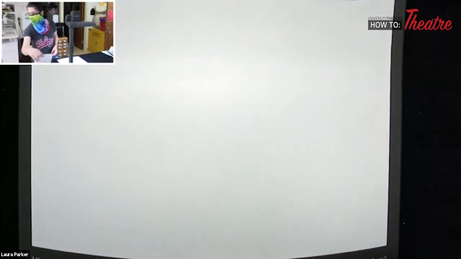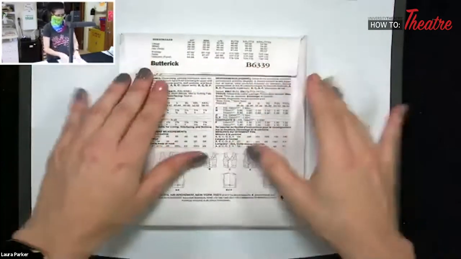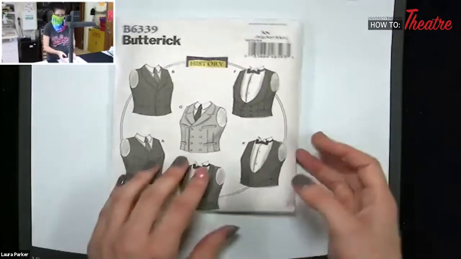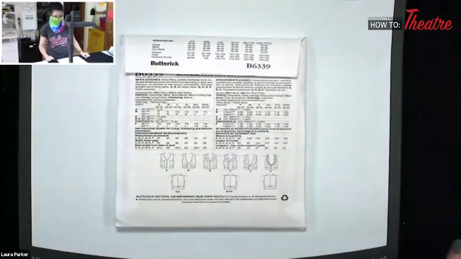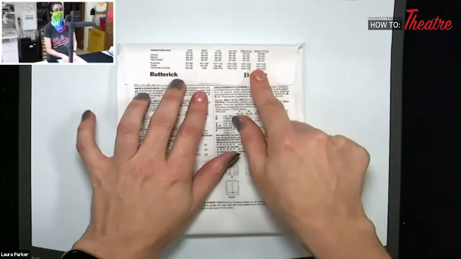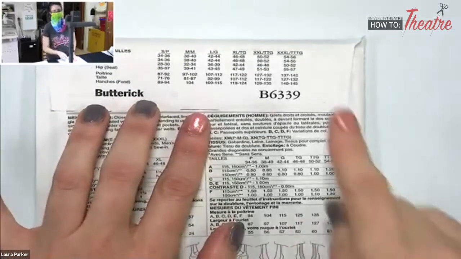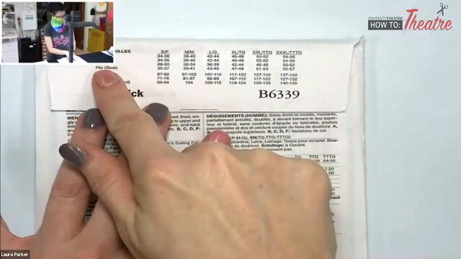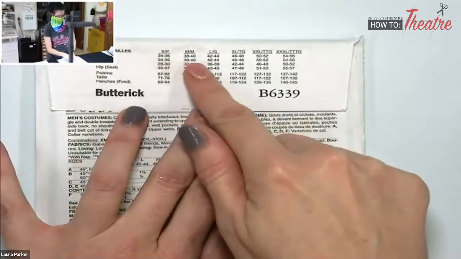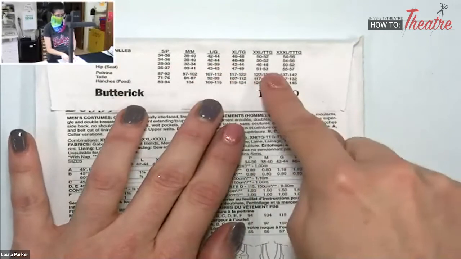All right, so we are going to go over how to actually read a pattern. And I'm going to use this Butterick pattern. This is a modern reproduction vest pattern as our example. So when we look on the back of a pattern envelope, first thing we're going to look at is our sizes. This is going to give us our chest measurement, our waist measurement, a hip measurement. And so we would take our actors' or our personal measurements, and we would go across the chart and figure out what size we needed.